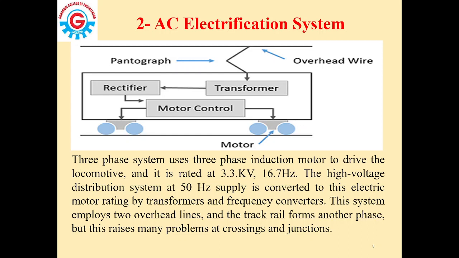The three-phase system uses a three-phase induction motor to drive the locomotive, and it is rated at 3.3 kV at a frequency of 16.7 Hz. The high voltage distribution system at 50 Hz supply is converted to this electric motor rating by a transformer and frequency converter. This type of system employs two overhead lines, and the track rail forms the third phase, but this raises many problems at crossings and junctions.